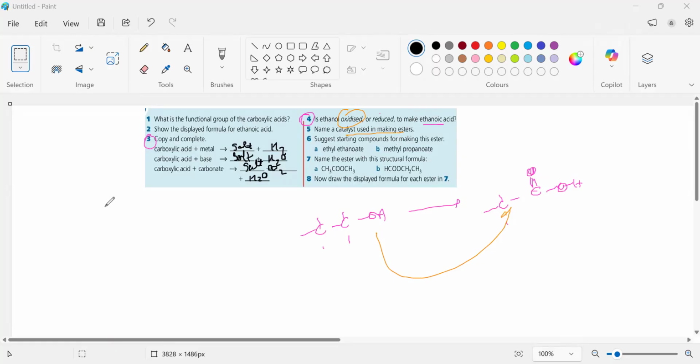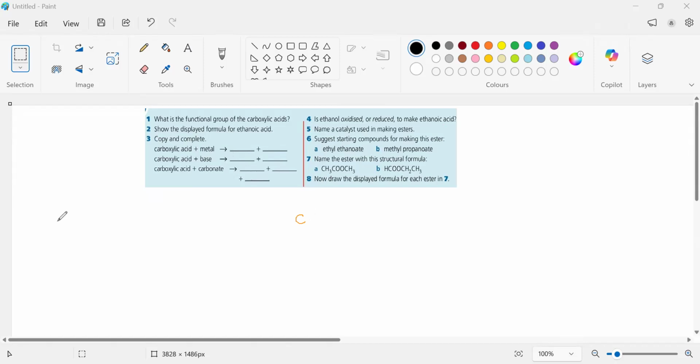Name the starting compound. This is good, right? So, the starting compound, write this down. Can you draw ethyl ethanoate quickly? To do this, methyl propanoate, do it quickly. Draw this, methyl propanoate. Yeah, do it.